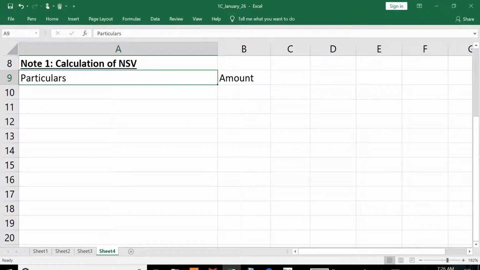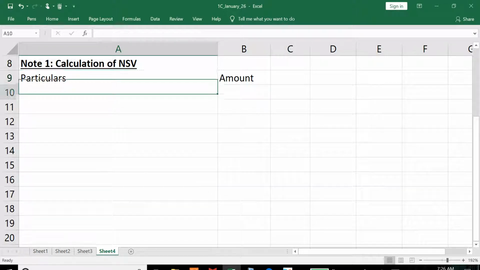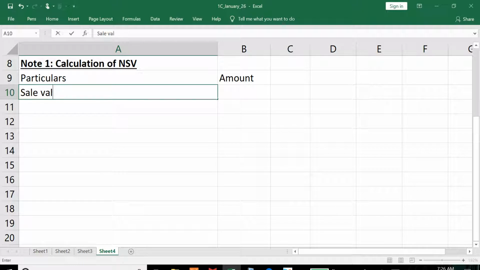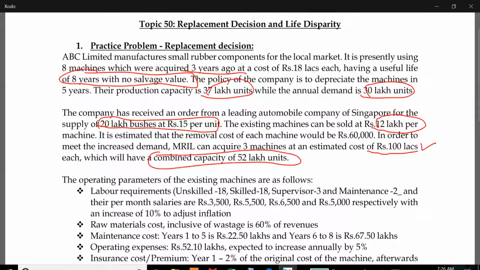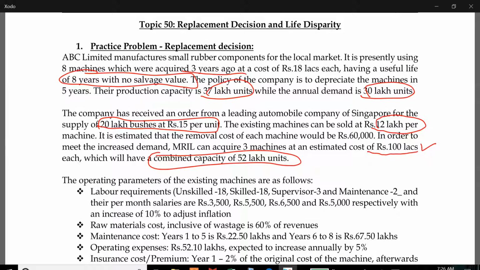Calculation of NSV. How many old machines are there? 8. Sale value, you will sell 8 machines for what price? What is the sale value of these 8 machines? It is not 12 lakhs, we will take it as 11.4 lakhs. Why 11.4? I incur a removal cost of 60,000. I am not going to get the entire 12 lakh rupees, I will get only 11.4 lakh rupees per machine.